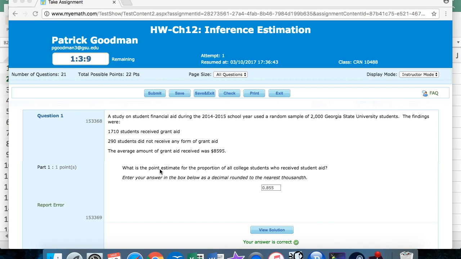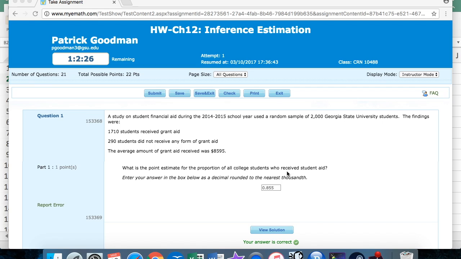Then they ask, what is the point estimate for the proportion, so we're looking at proportions, not mean, of all college students who received student aid. Now remember here, what does point estimate mean? Well, point estimate just means, what's the single value that does the best at approximating the value for all college students who received student aid. In other words, the sample proportion is going to be your best point estimate for the population proportion.